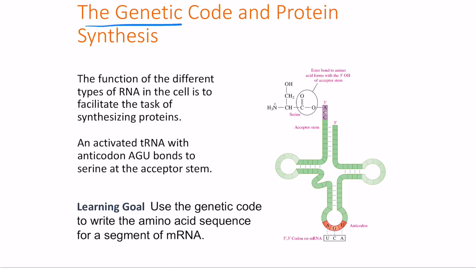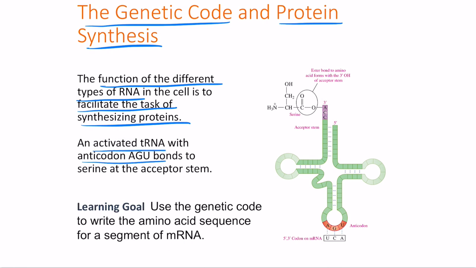Next, let's talk about the genetic code and protein synthesis. Now, the function of different types of RNA in the cell is to facilitate the task of synthesizing the proteins. An activated tRNA with anticodon AGU bonds to serine at the acceptor step.